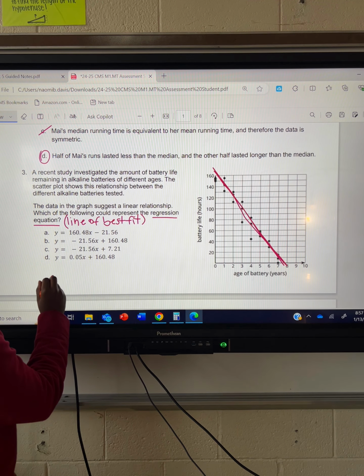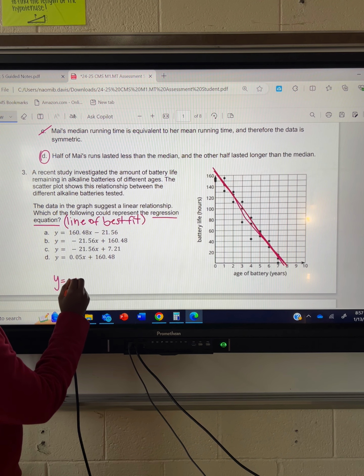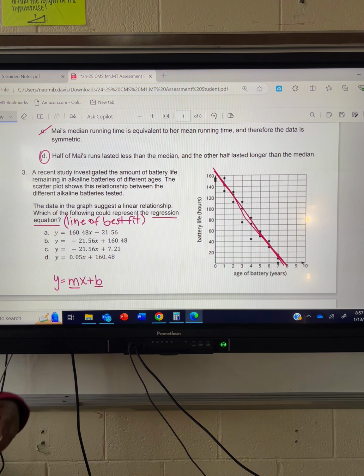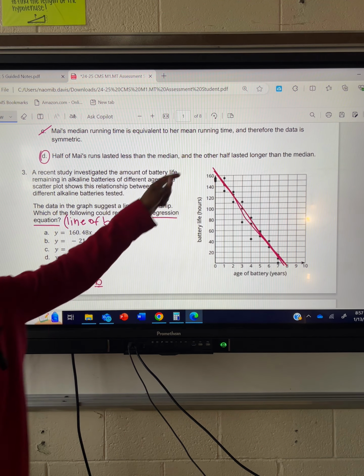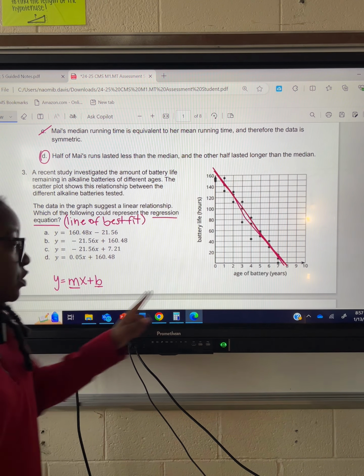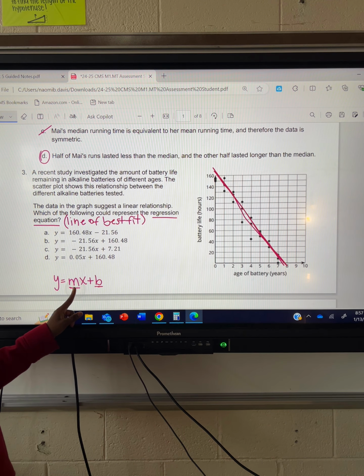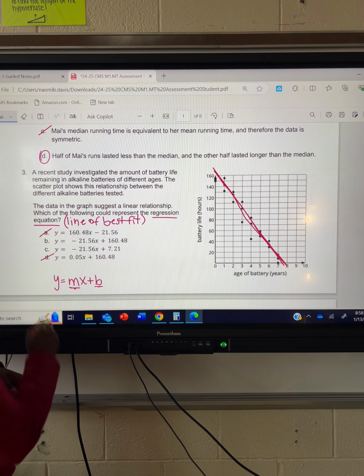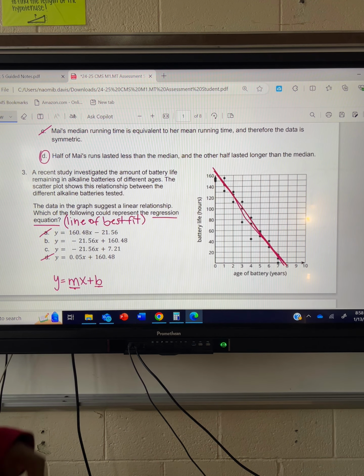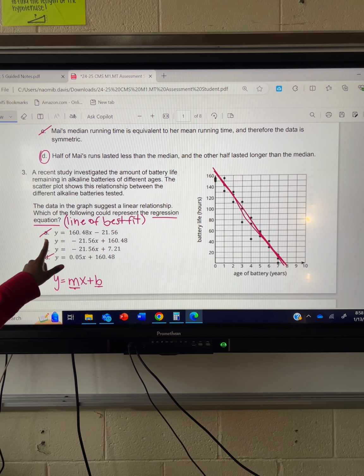If I'm thinking of y equals mx plus b, I need to pay attention to the slope and the y-intercept to decide which one goes. This is a negative slope. So I need my m to be negative. Whatever my correct answer is, m got to be negative. So let's take out anything where the slope is positive. I know I'm not looking there. Now let's look at B and C.